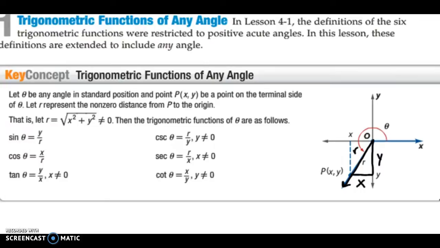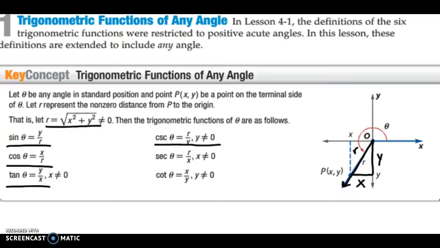To figure out our radius r, we use the Pythagorean theorem. Obviously your radius can't be 0, it's going to be some number. Sine of theta is y over r, cosine of theta is x over r, and tangent is y over x. Obviously x can't be 0.